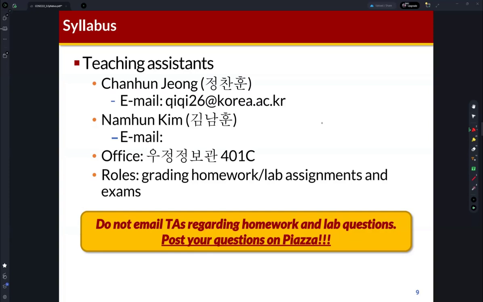Okay, do not email. About attendance issues, email me, because TAs cannot handle attendance issues. For attendance issues, email me. For questions about homework, exams, or design labs, you need to post your questions on Piazza.